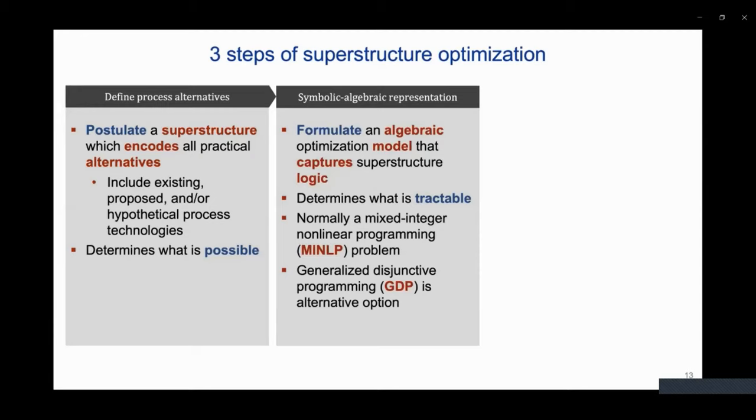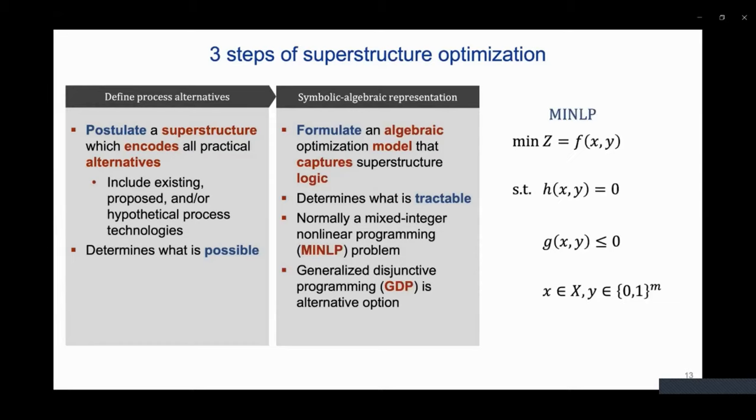But as we'll see, there's also the alternative of using what we call generalized disjunctive programming, which is a higher level logic base. But if we focus on MINLP, this is the overall problem that we have here, where you have an objective function, say minimize cost, then you have equations that describe the physics of the process, the reaction and separations, then you have inequalities for processes and specifications or feasibility of the operations.